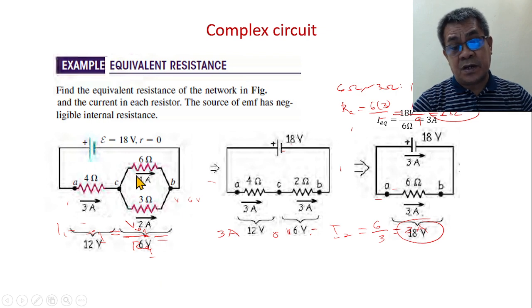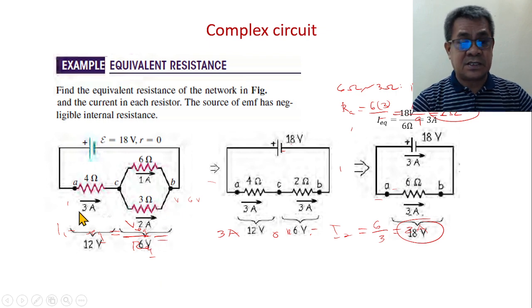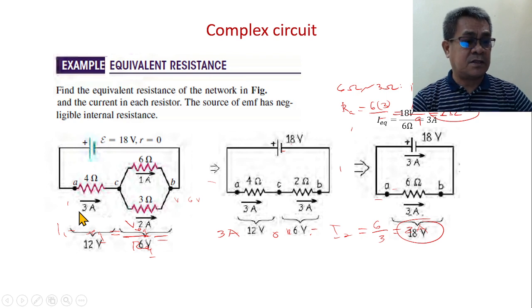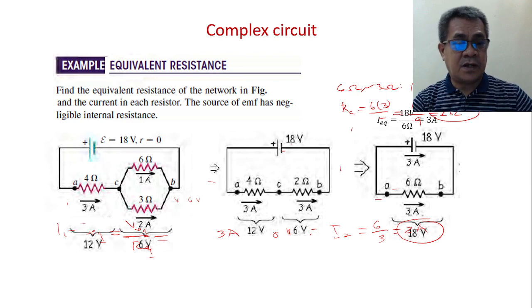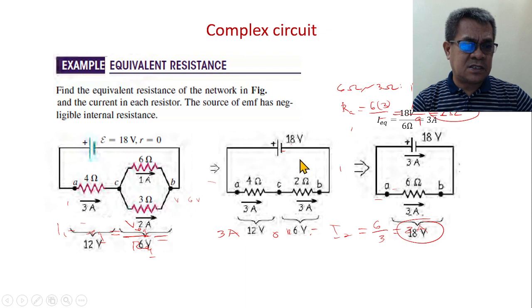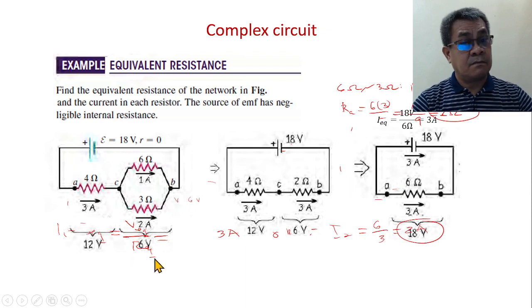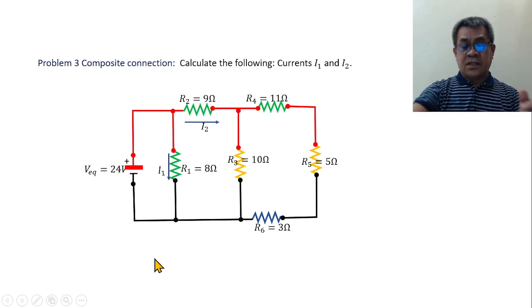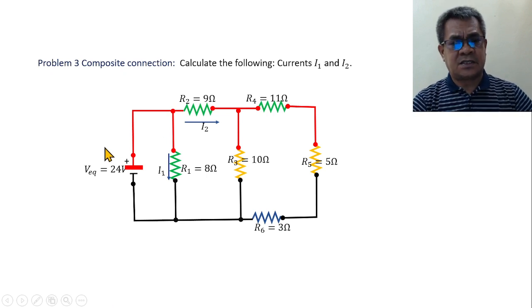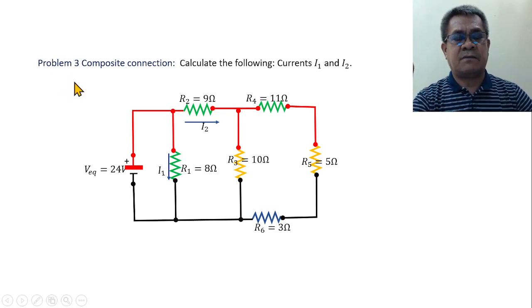Of course, if you add I1 and I2, the result is 3. This is another way to interpret the problem. So the strategy is compressing the circuit from complex into simple. Now, this is the last one, another complex problem. You are asked to solve for I1 and I2.